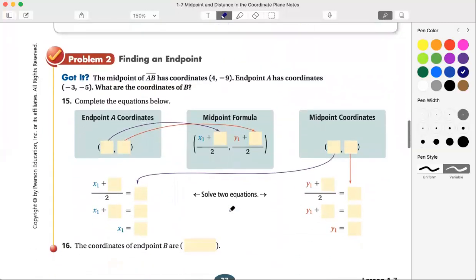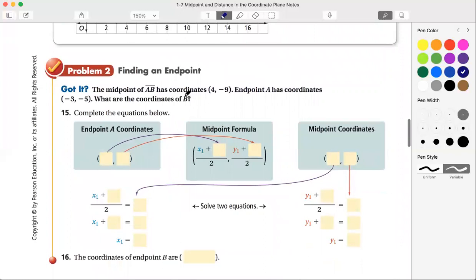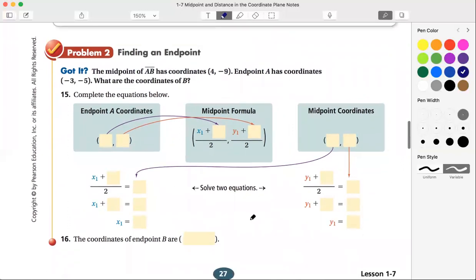All right, let's find the midpoint. So the midpoint AB has the coordinates 4, -9, and point A has the coordinates -3, -5. What are the coordinates of B? So we're going to work kind of backwards in this type of problem. So what I do know are the endpoints of A, which are -3, -5, which would go into my formula here. Notice I don't know my other point for B, but I do know my midpoint coordinates, which are 4, -9.